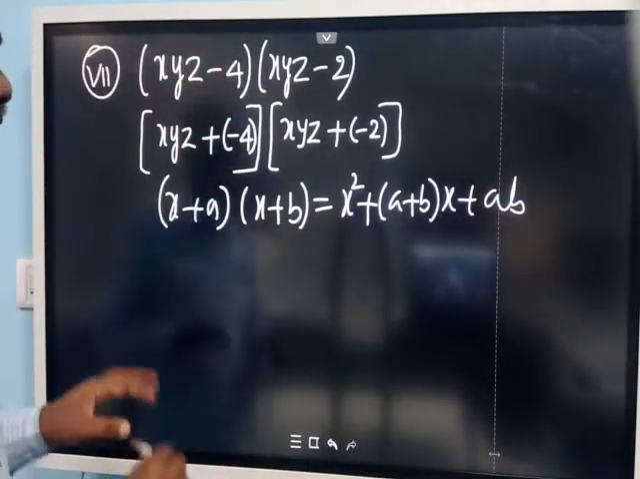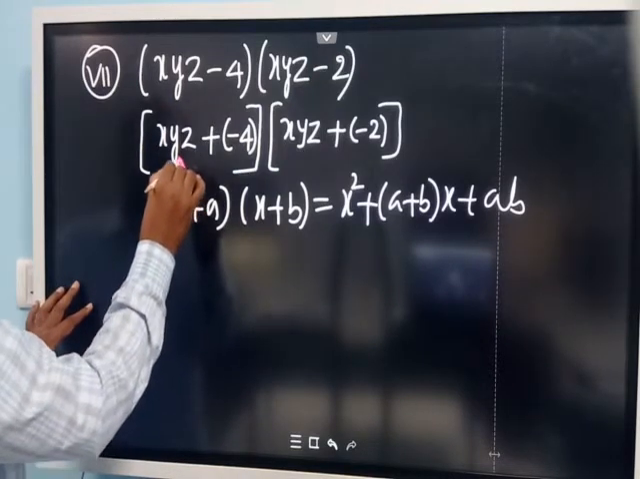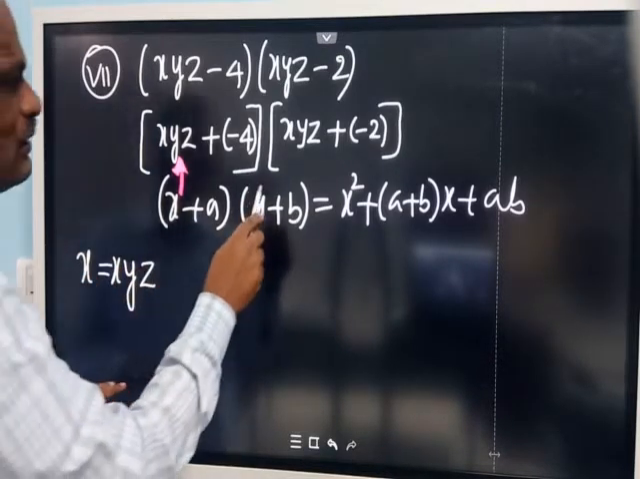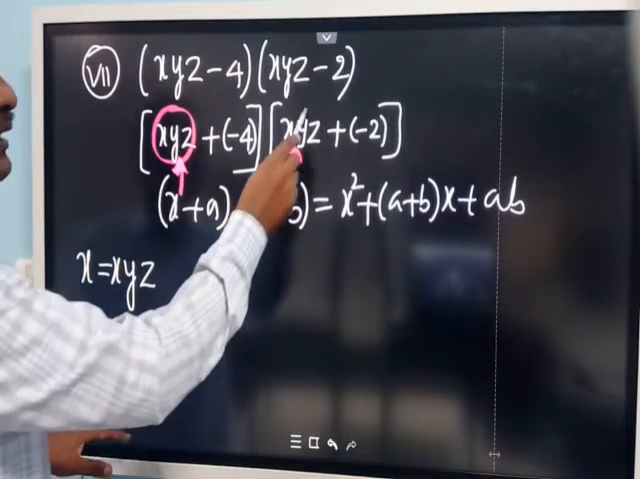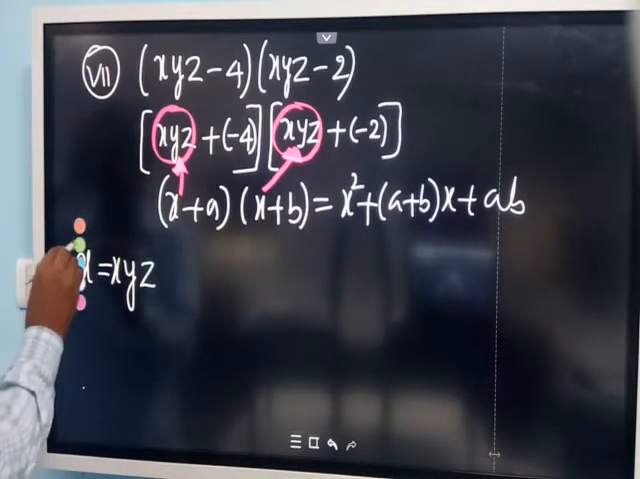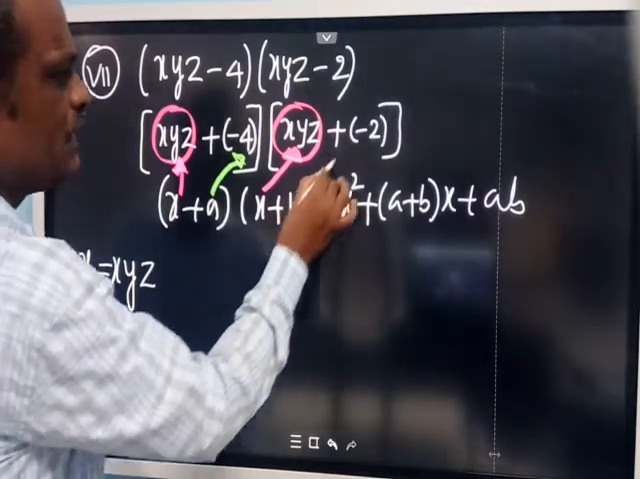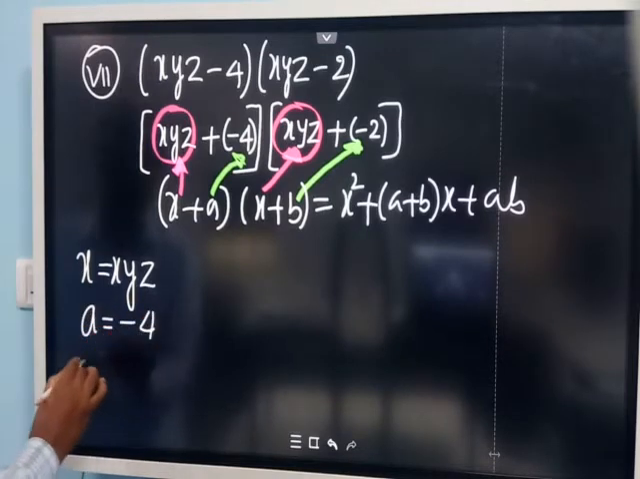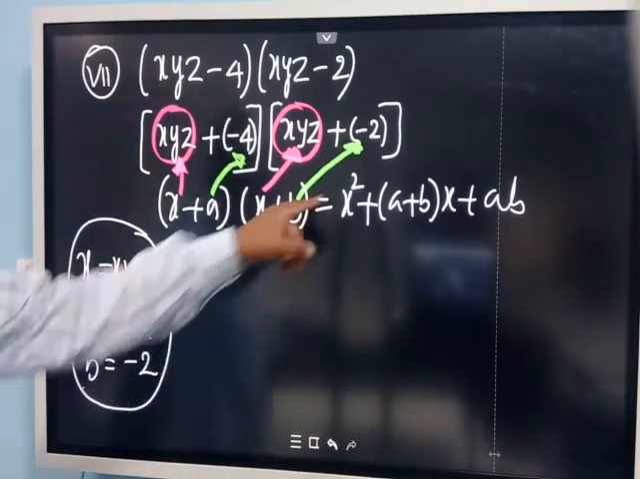So now compare this one. In place of x, you have xyz. Both the places you are seeing xyz. Now, in place of a, what you can see here? In place of a, you can see minus 4. In place of b, you can see minus 2. So that means a value is equal to minus 4, b value is equal to minus 2. So these things you should note down and substitute in the formula.